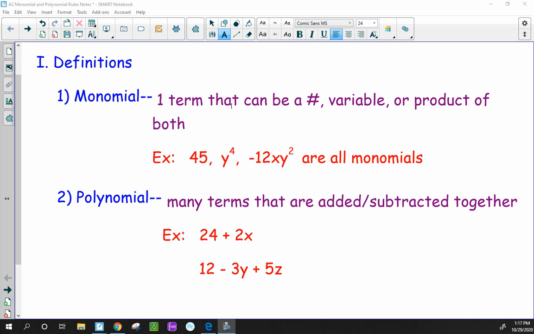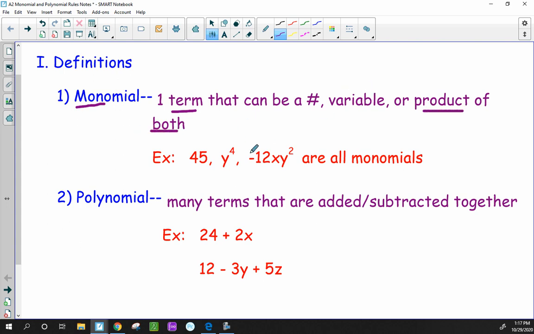First word is monomial. Notice the prefix for monomial is mono. That means one term. A term can actually be just a number, like 45. It can be a variable, like just y to the fourth, or it can be a product of both a number and a variable, like negative 12xy squared. All three of these examples are considered monomials.